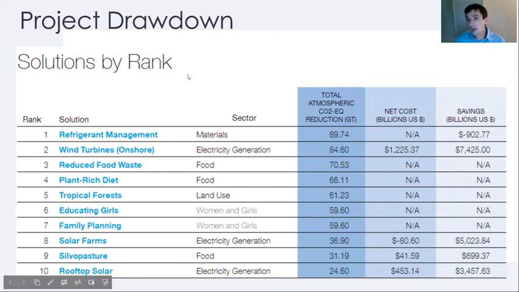And you can go all the way down here, and some of them might surprise you. Educating girls is number 6 for a lot of reasons, and it's fascinating to read about it. So if you're interested in this, I recommend just going to Project Drawdown, checking it out. You know, read about one that sounds interesting to you.